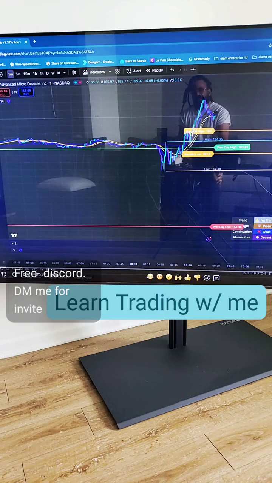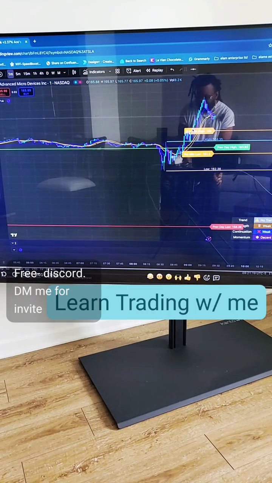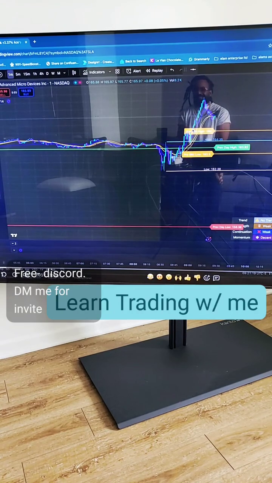But look at what happened. I eventually did enter the trade, and I'm going to show you when I entered. Again, I made $200 in 7 minutes. So this is what I'm going over right now. For those of you who just tapped in, I made $200 in 7 minutes. Yesterday, I made $430 in 26 seconds.